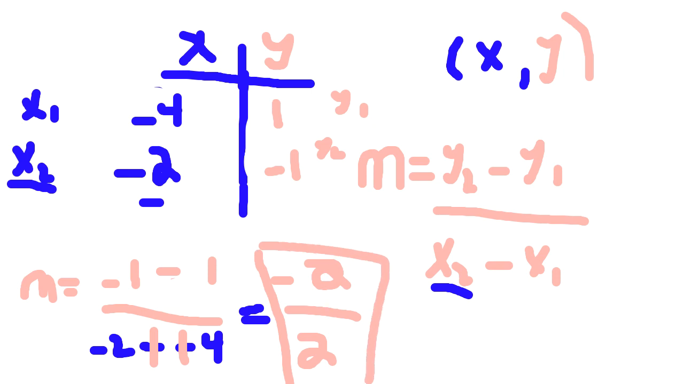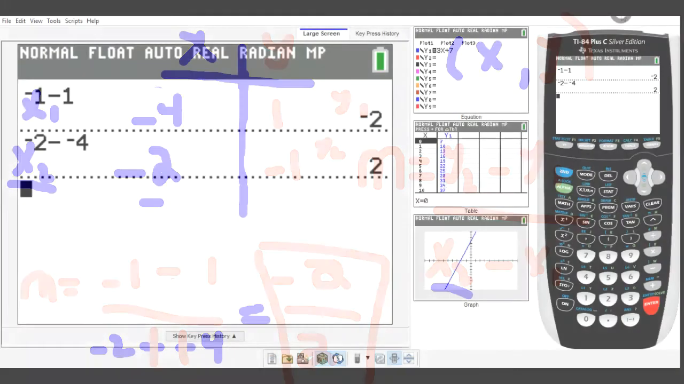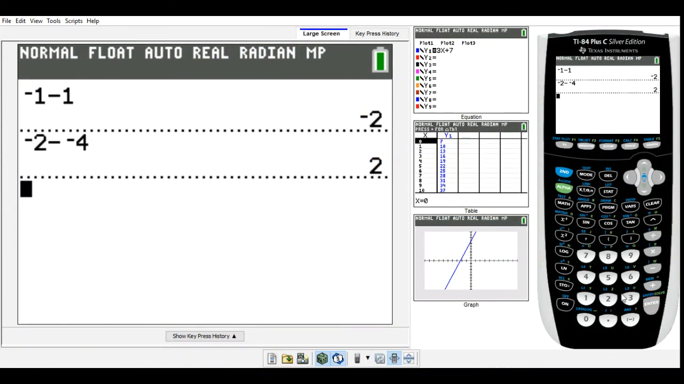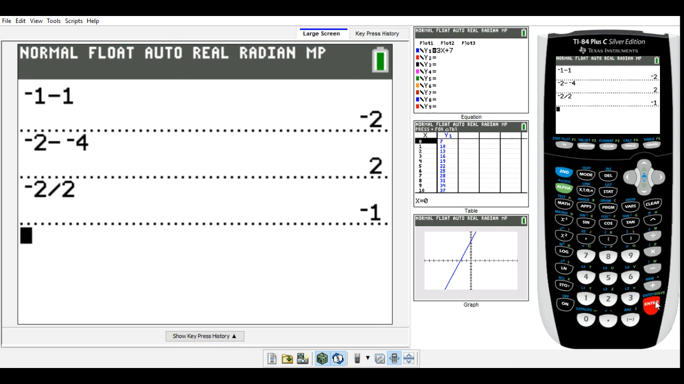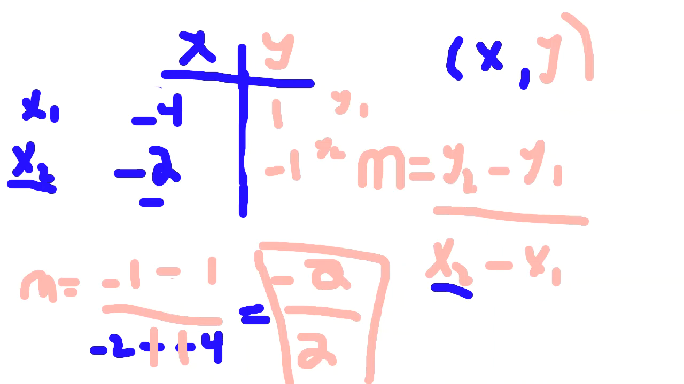So this would be your answer, negative 2 divided by 2. You come over here, you type it in. Negative 2 divided by 2. You hit enter, and there you go, negative 1. Okay, I'm going to do one more problem doing it this way, because it's the way the high school is going to want you to learn it.